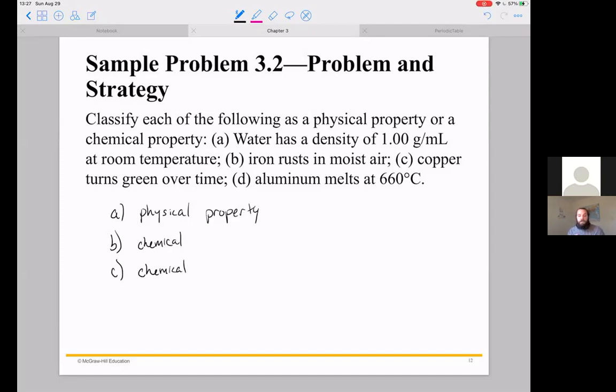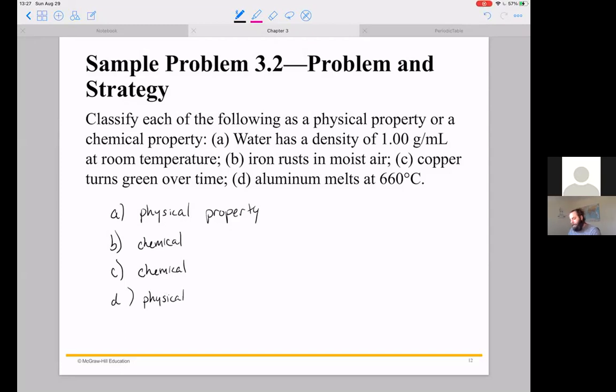And aluminum melts at 660 degrees Celsius. Well, if I melt aluminum, am I changing it from being aluminum? It's still aluminum, right? Whether I melt it down into a liquid or let it harden again into a solid, it still remains aluminum. So this is an idea of a physical property.